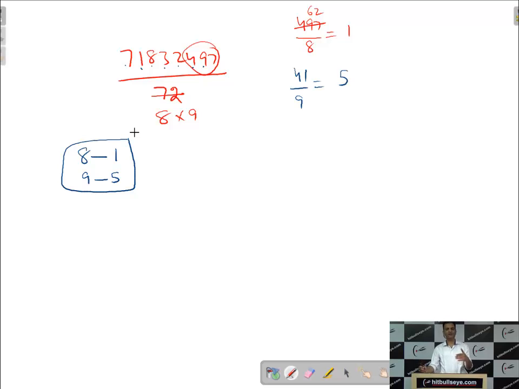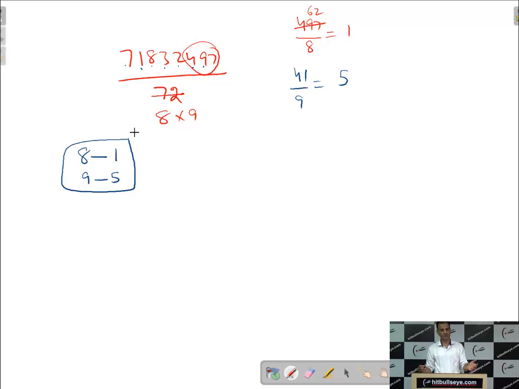Students, here we are making cycles, but believe me, in an exam, when you get a typical question, choices are given. In these choices we can see the number which when divided by 9 gives remainder 5 and when divided by 8 gives remainder 1.